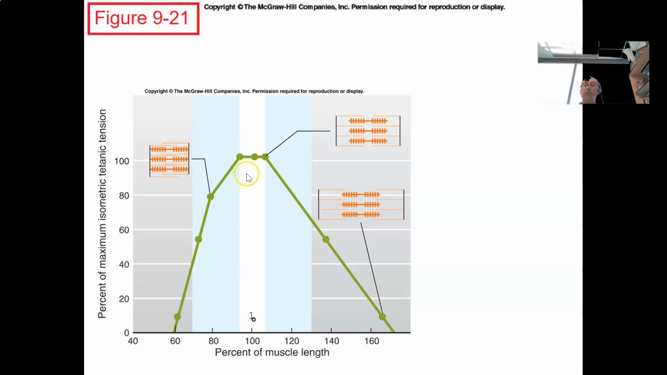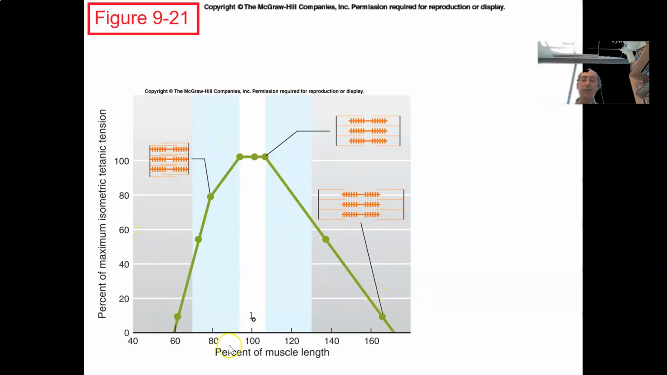Okay, so let's go to the other side. The other side of this thing, you're going to see that as you go up in length beyond 110%, the force production goes down too. So here's the fundamental problem with the right side of this curve. In order to get to these types of lengths, you would have to physically cut the tendon of your bicep to be able to get to these lengths.